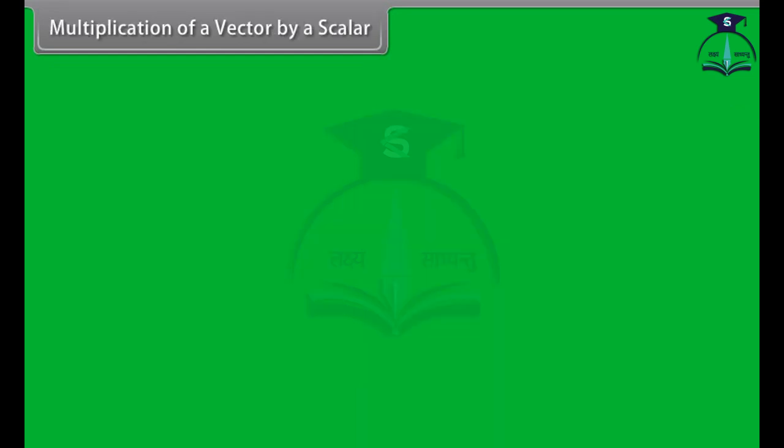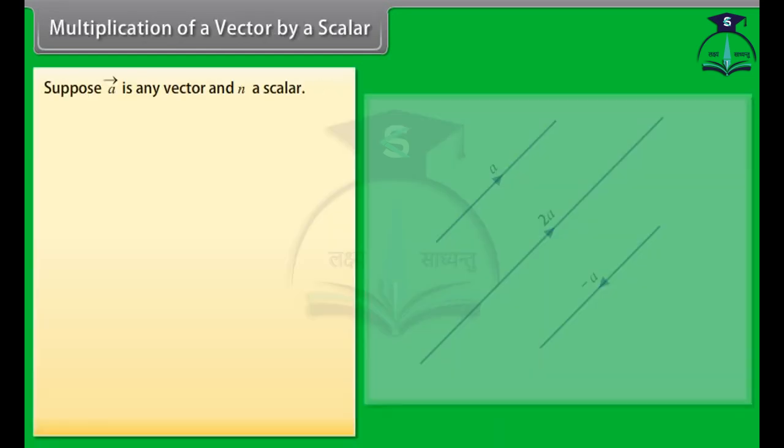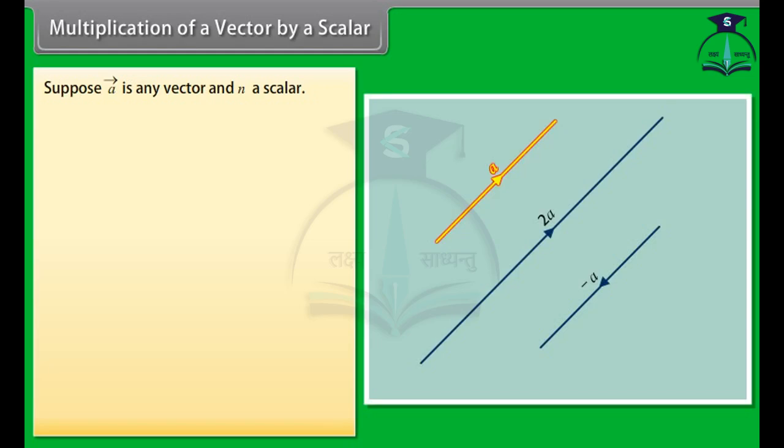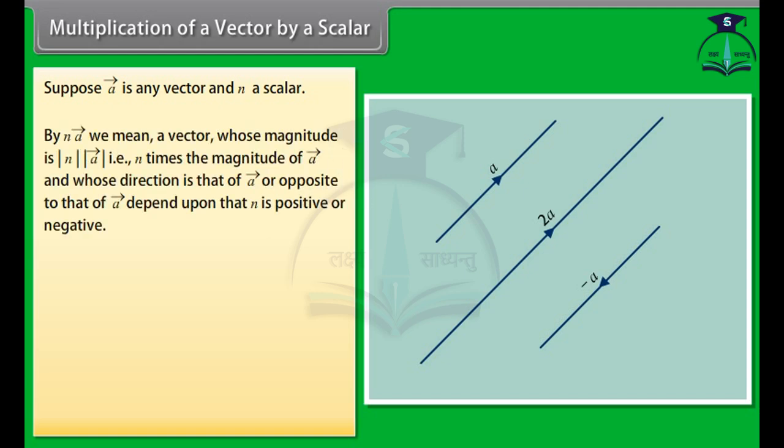Multiplication of a vector by a scalar. Suppose vector A is any vector and n a scalar. By vector nA we mean a vector whose magnitude is mode of n times mode of vector A, that is, n times the magnitude of vector A, and whose direction is that of vector A or opposite to that of vector A, depending upon whether n is positive or negative. If n is equal to 0, then 0 times vector A is equal to 0.